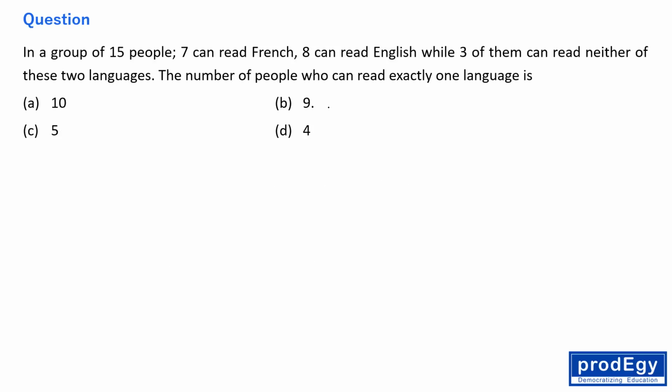Okay, in a group of 15 people, 7 can read French. Alright, so this question belongs to Venn diagram, right? Okay. In a group of 15 people, 7 can read French, 8 can read English, while 3 of them can read neither of these two languages. Okay, fine. So out of 15, 3 cannot read any of the two languages. Fine. So only 12 people can read one or more than one languages.